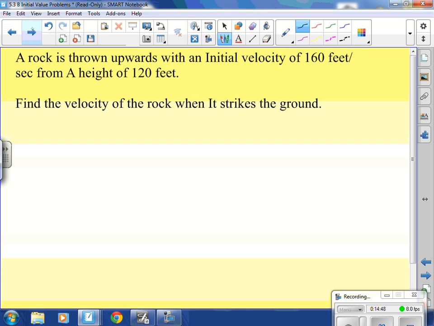Okay, so this should be sort of an aha moment for you. You'll learn something significant here. A rock is thrown upward with an initial velocity of 160 feet from a height of 120 feet. Find the velocity of the rock as it strikes the ground. We're talking about feet. Tell me the acceleration due to gravity when recorded in feet.